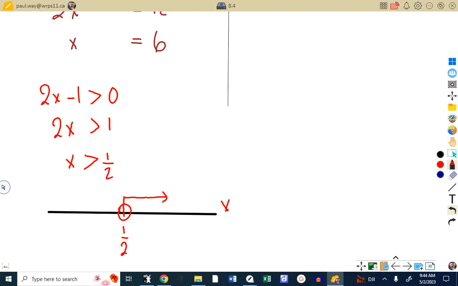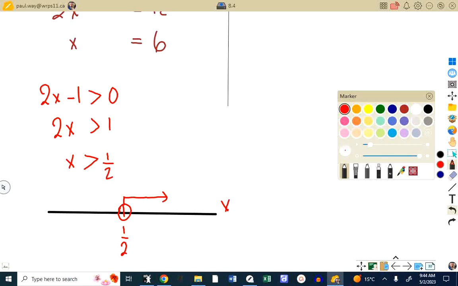So there are two ways to check the validity of our answer. One, and this is the best method, is to look at the solution that you got and compare it to the restriction. And if your solution lies in the allowable domain of x's, it's a valid solution. Okay? And I think this is the best way to go.